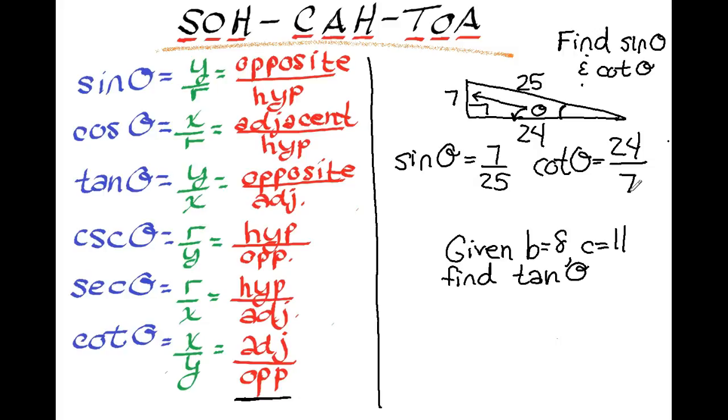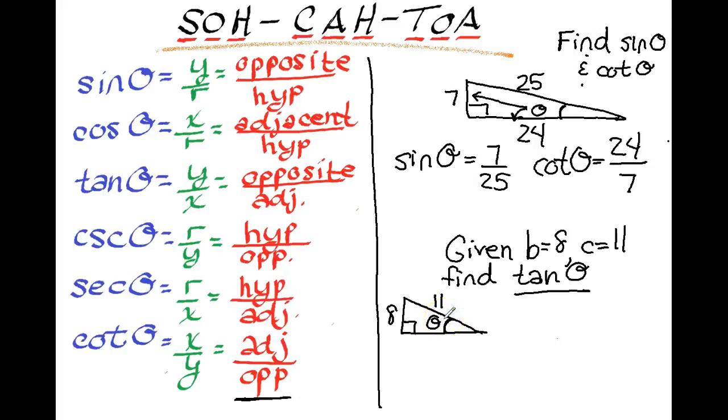One of the things that I didn't put in the instructions is that B is a leg of a right triangle and C is the hypotenuse. So let's draw in our right triangle, and we're going to say B is one of the legs, and I'm just going to put B here, and C is always the hypotenuse. A and B are legs, C is the hypotenuse. And the question is, if these are legs and the hypotenuse of a right triangle, find the tangent of theta, and theta will always be this angle right here.